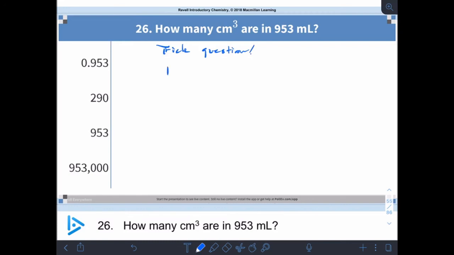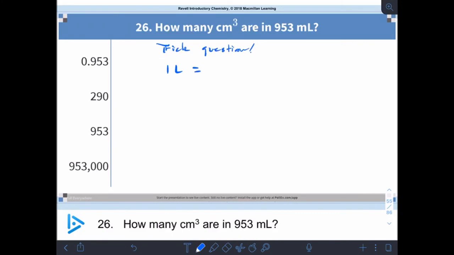So 1 liter is defined as 1,000 cubic centimeters, right? But we also know from our conversion table that 1 liter equals 1,000 milliliters, because milli means 10 to the minus 3. So if I've got 1,000 milliliters, I've got 1 liter. So if a liter equals both of those things, then that means that 1 cubic centimeter equals 1 milliliter.